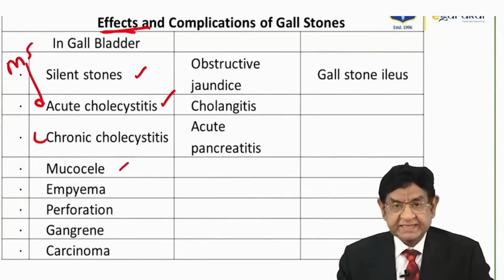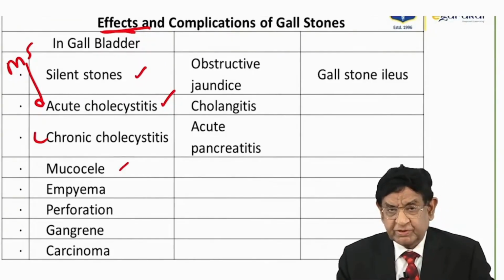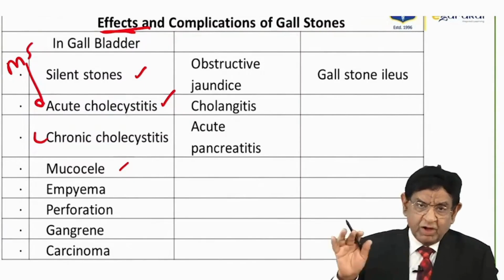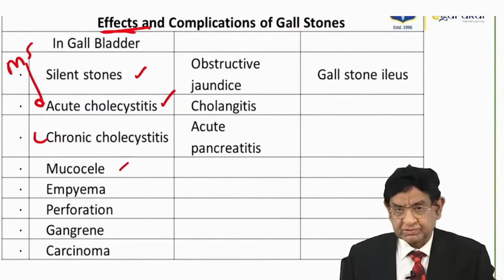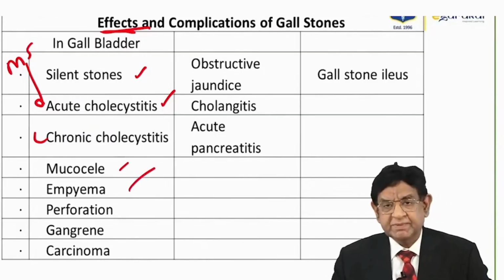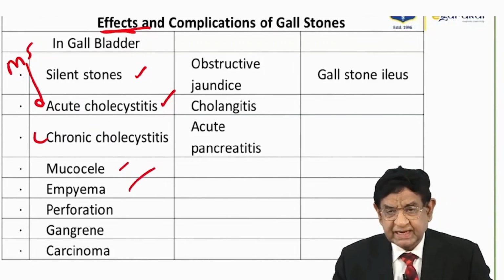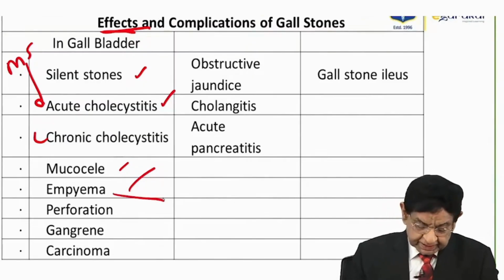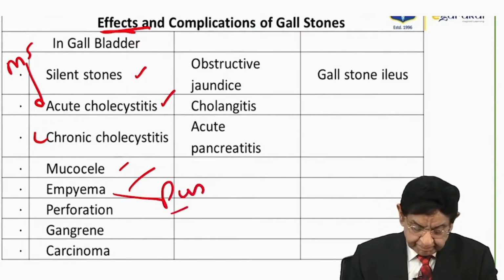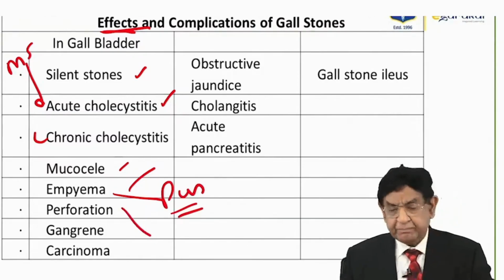mucocele formation. I discussed the basic pathophysiology: the gallbladder secretes a large amount of mucus, and if the duct is blocked, a large amount of mucus will lead to mucocele. I'll talk more about this also. Empyema: sometimes even the mucus gland gets infected with bacteria, then mucus gets converted to pus, what we call empyema. It can perforate.